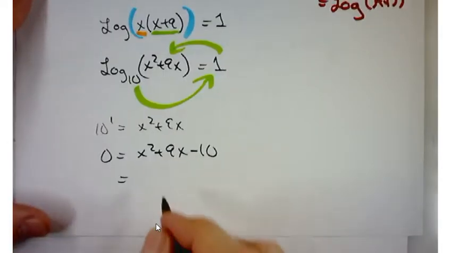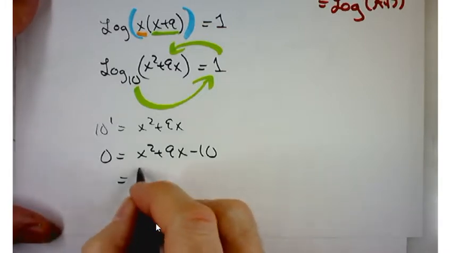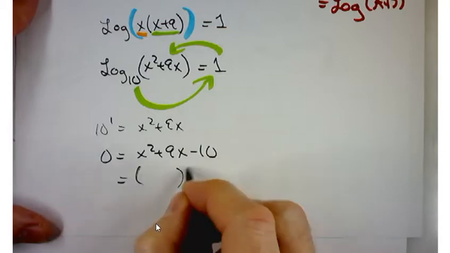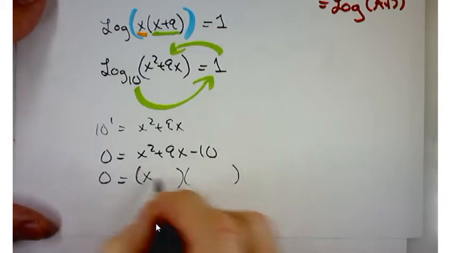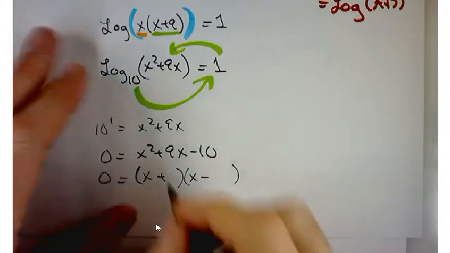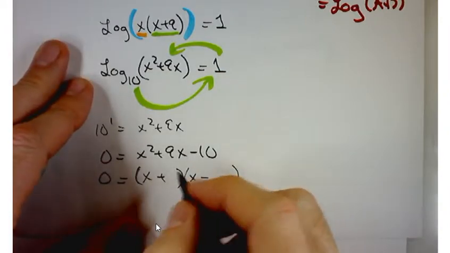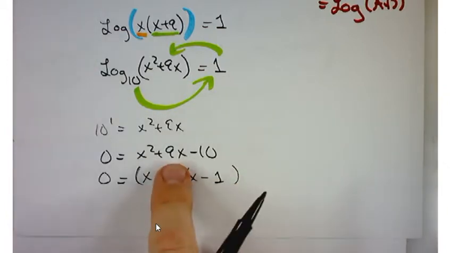So we'll use the quadratic formula, right? All right, maybe not. I was waiting for somebody to react. Thank you. An x and an x, plus and a minus. Throw in two numbers there that work. Two numbers that multiply to negative 10 and add to positive 9. Negative 1 and positive 10. The larger one has to have that sign.